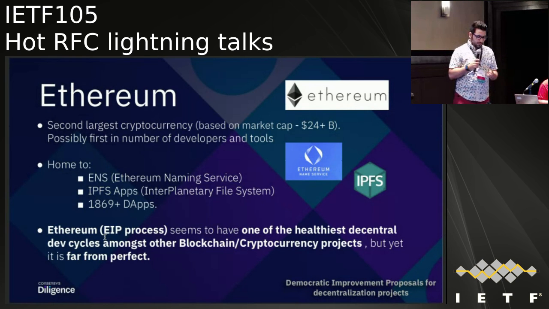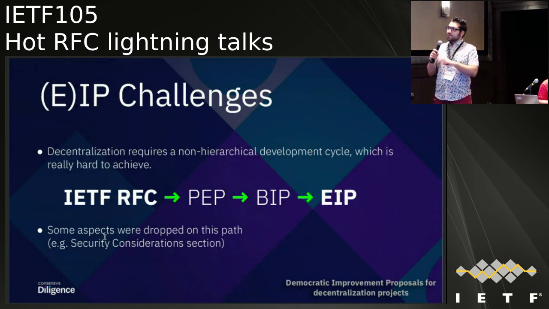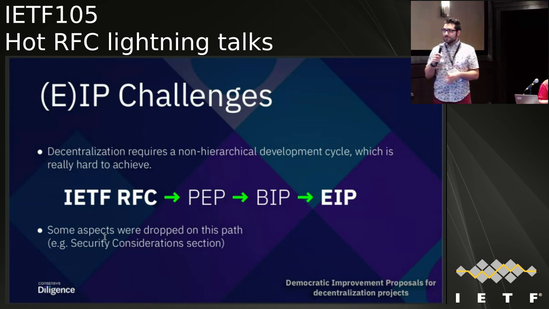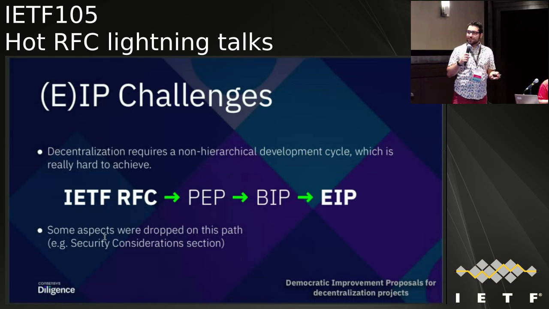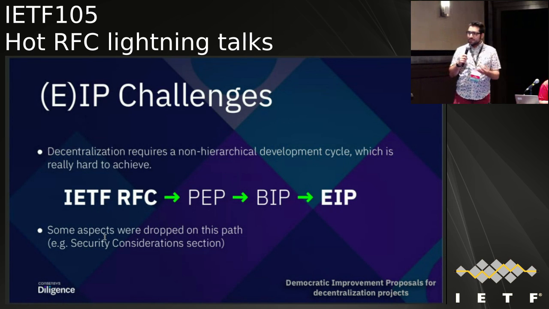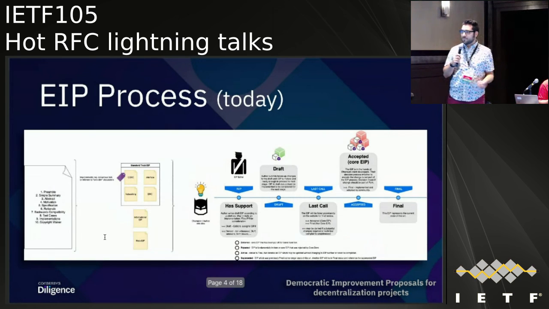There are some historical challenges, like decentralization requires a non-hierarchical development cycle, and it's really hard. So they have this EIP, Ethereum Improvement Proposals, which was inspired by Bitcoin Improvement Proposals, and that was inspired by PEP, Python Enhancement Proposals, which also was inspired by IETF Request for Comments. And there are some aspects that were dropped on this path. We don't know where exactly, but the security considerations section on EIP is not there. I'm really trying to add it back, and it's going to be added in the next month, probably.